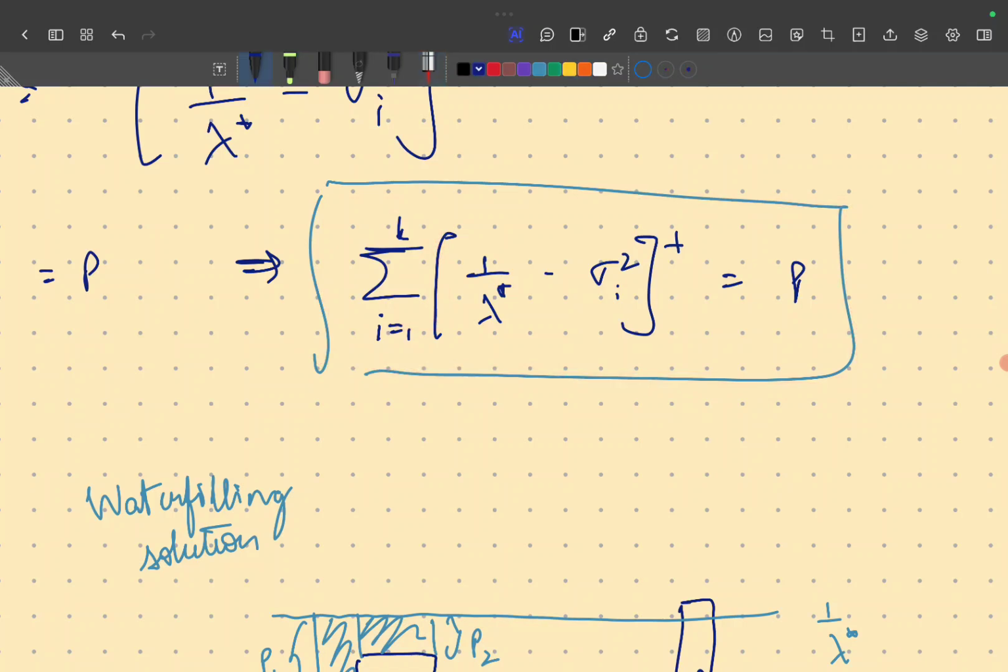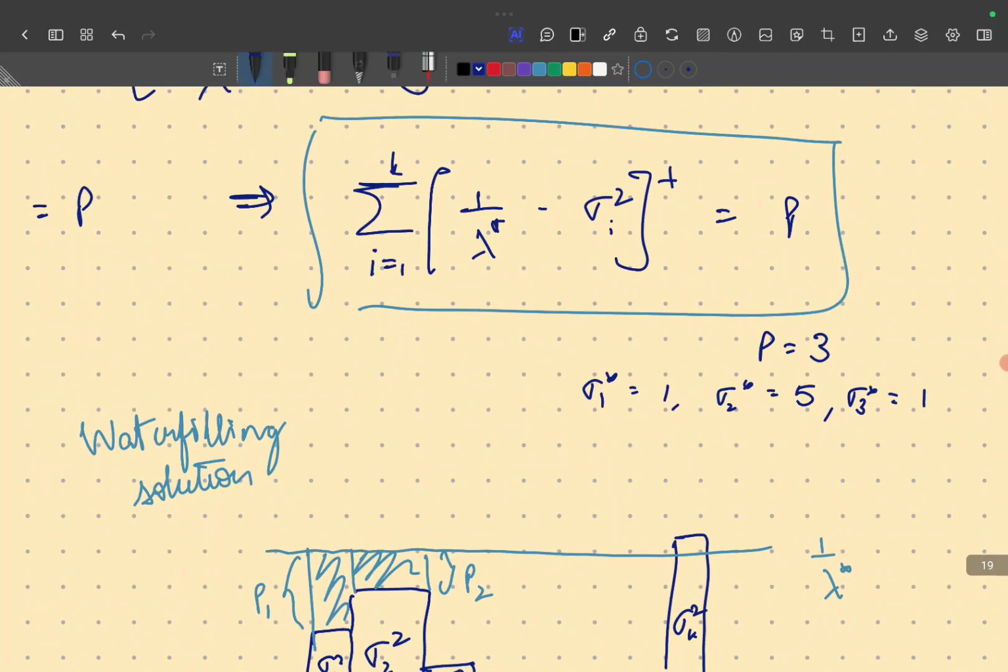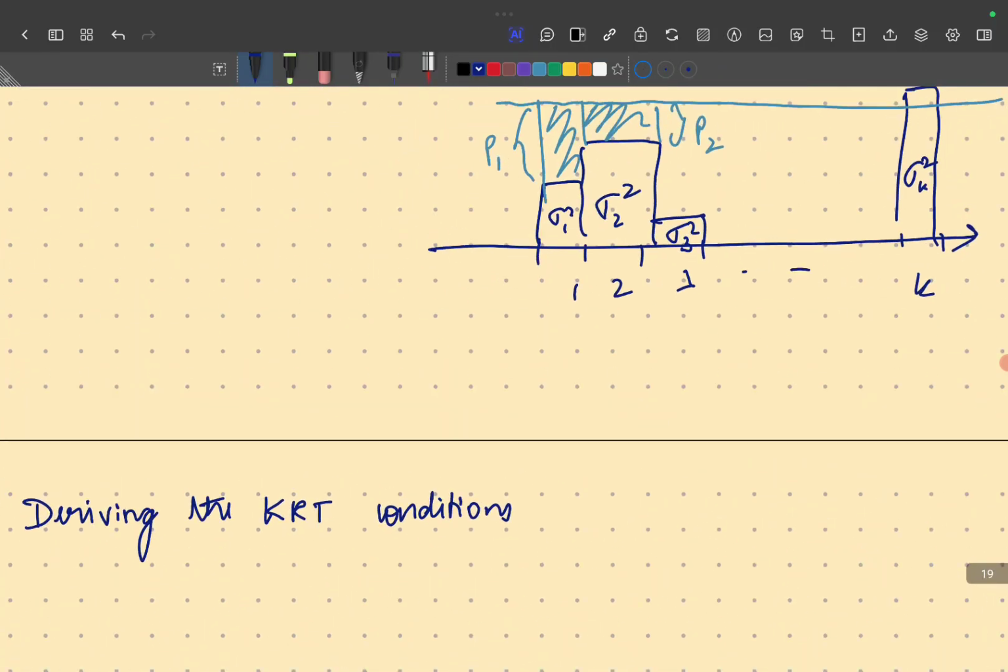All right. So for example, take a toy example where P is equal to 3, sigma 1 square is 1, sigma 2 square is equal to, say, 5, and sigma 3 square is also equal to 1. All right. Then I would want, let's maybe do that little example first.